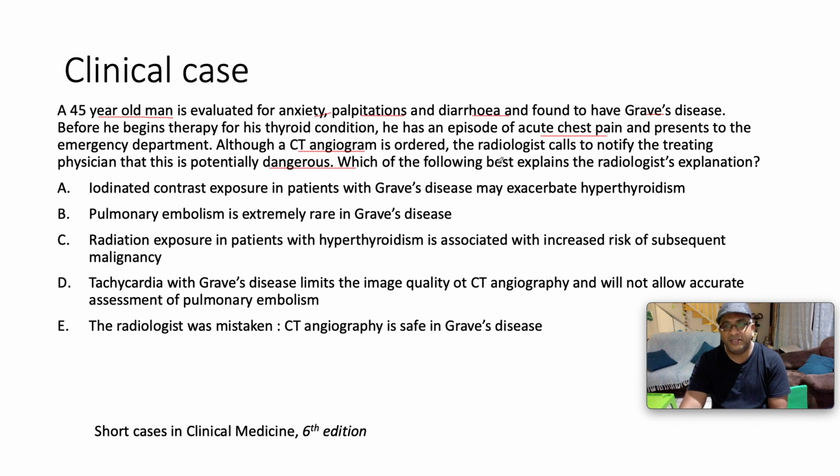So which of the following best explains the radiologist's explanation? A, iodinated contrast exposure in patients with Graves' disease may actually exacerbate hypothyroidism. That's looking a little bit juicy right there. B, pulmonary embolism is extremely rare in Graves. C, radiation exposure in patients with hypothyroidism is associated with increased risk of subsequent malignancy. D, tachycardia with Graves limits the image quality of CT angio and will not allow accurate assessment of pulmonary embolism. Or is it E, the radiologist was mistaken, CT angio is safe in Graves' disease?